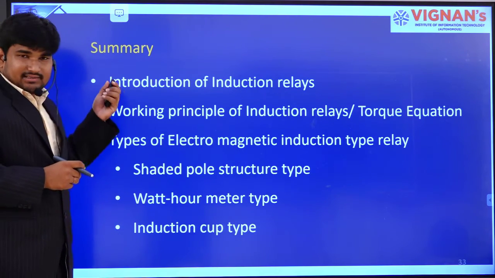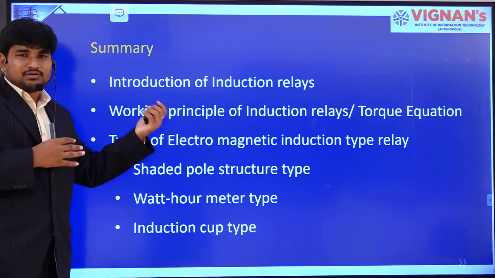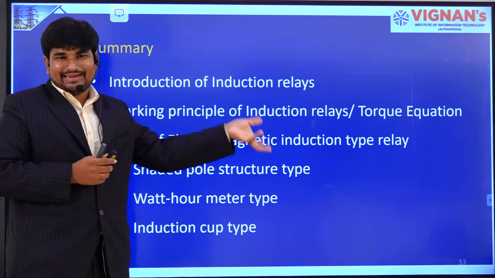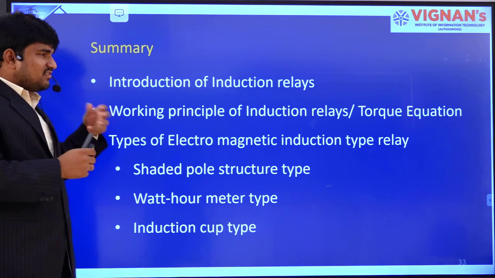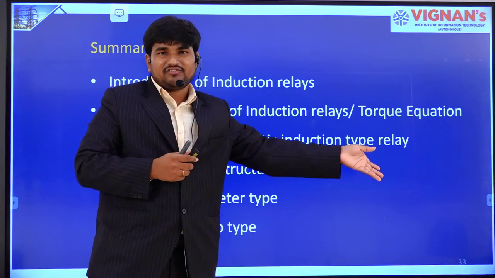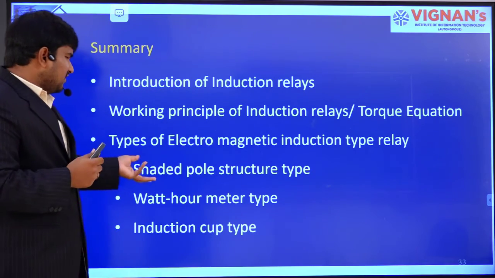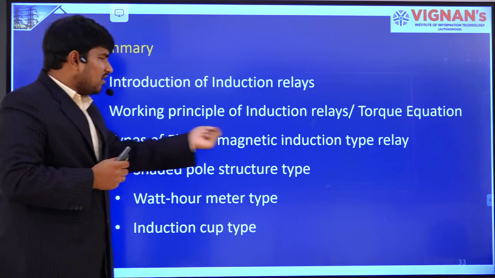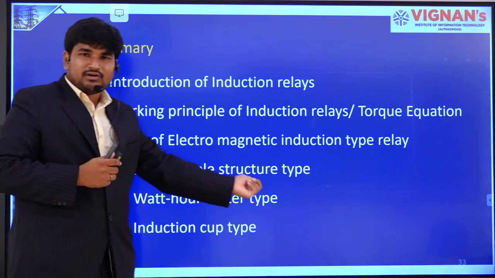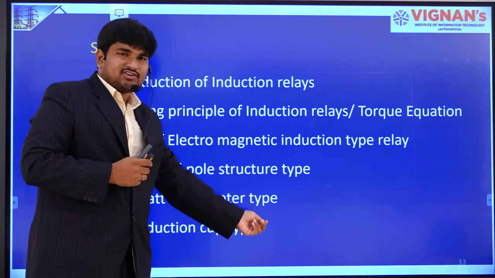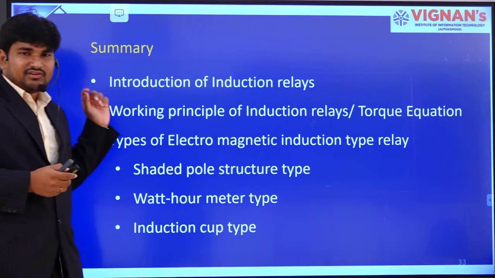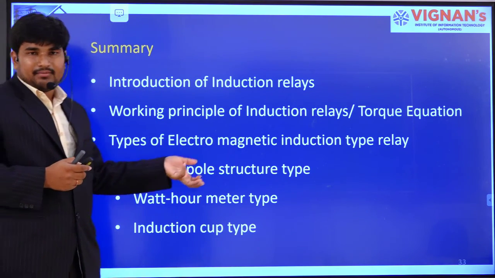So let me summarize the topics that I have discussed till now. We have seen the introduction of induction relays and the working principle of induction relays, and we have obtained the torque equation as well. After that, we have seen the types of electromagnetic induction type relays, that are the shaded pole structure type, watt hour meter type and induction cup type relays. So these are the induction type relays.